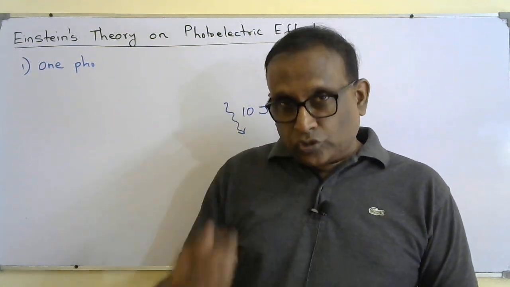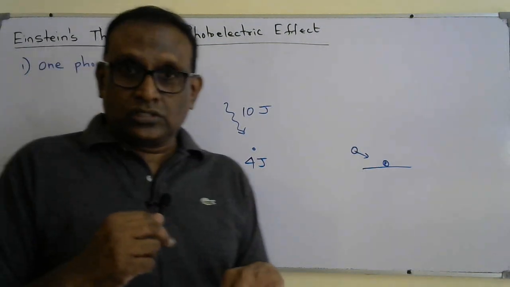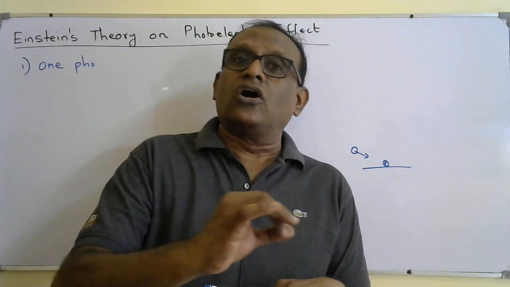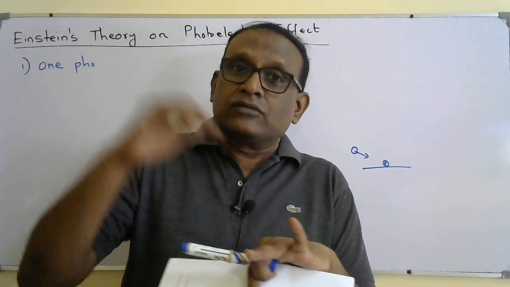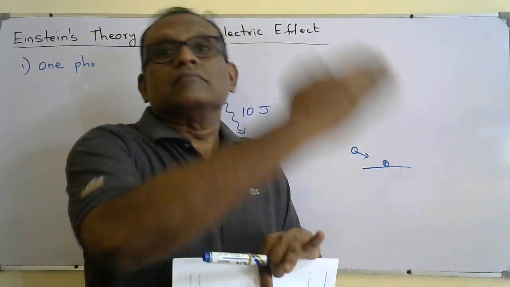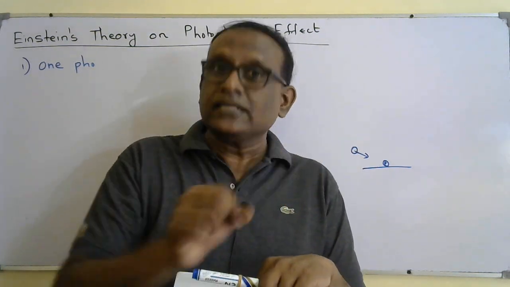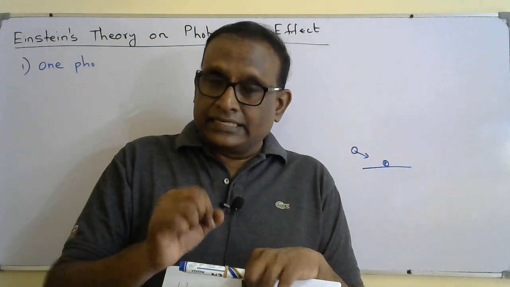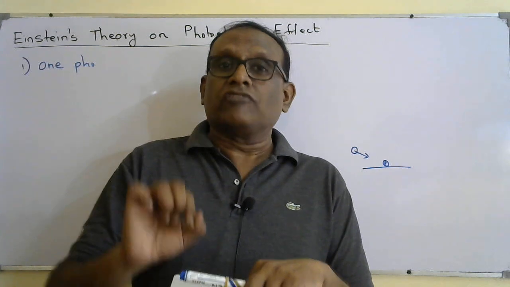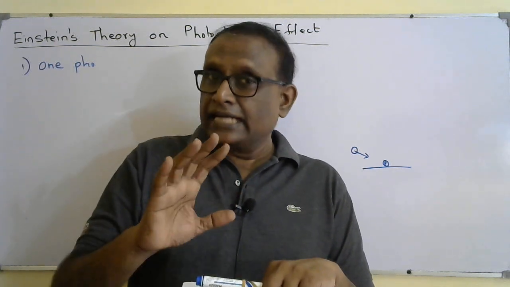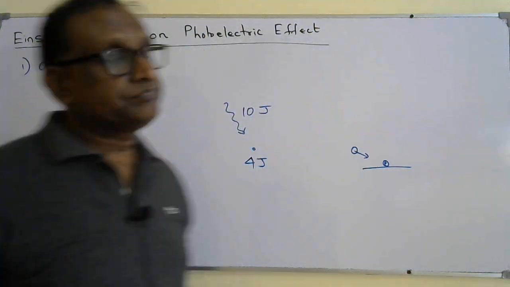So that means to remove an electron from a metal, the energy of the photon should be sufficient to knock out the electron. It does not happen that many photons come and hit one after the other and together remove the electron. Never happens. One photon interacts with one electron, and the ability of removing an electron depends completely on the energy of the photon. It does not depend on the energy of the whole wave.